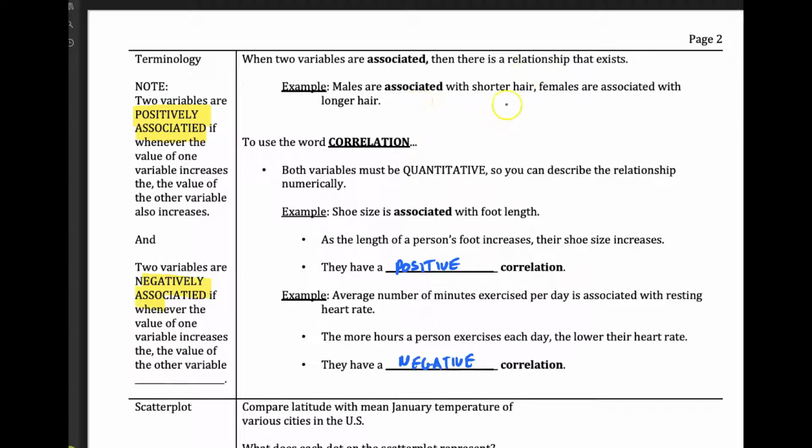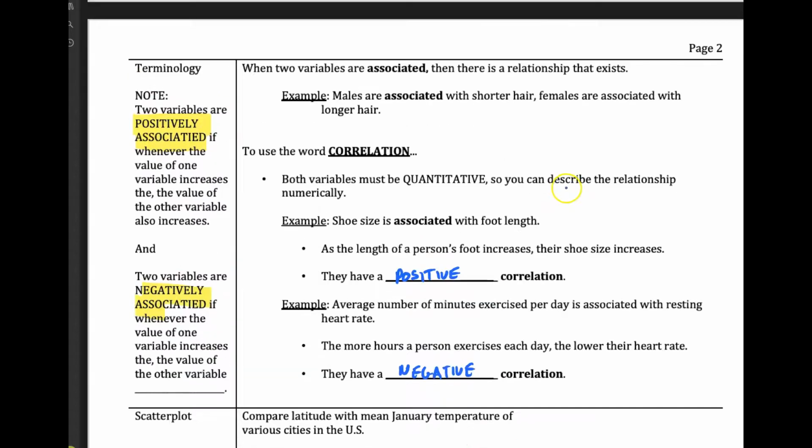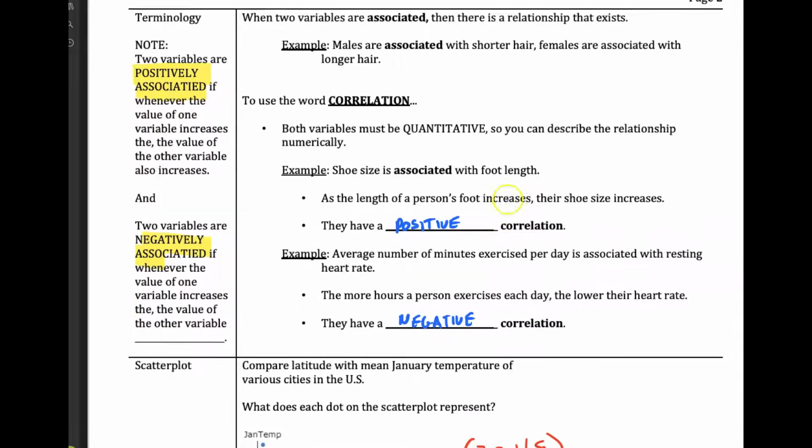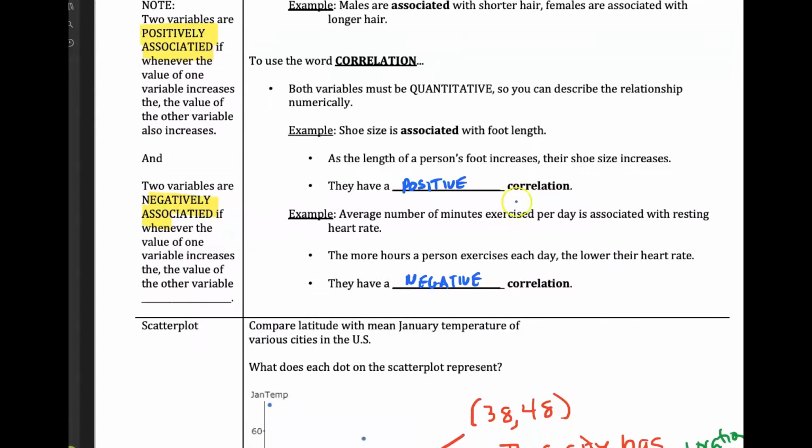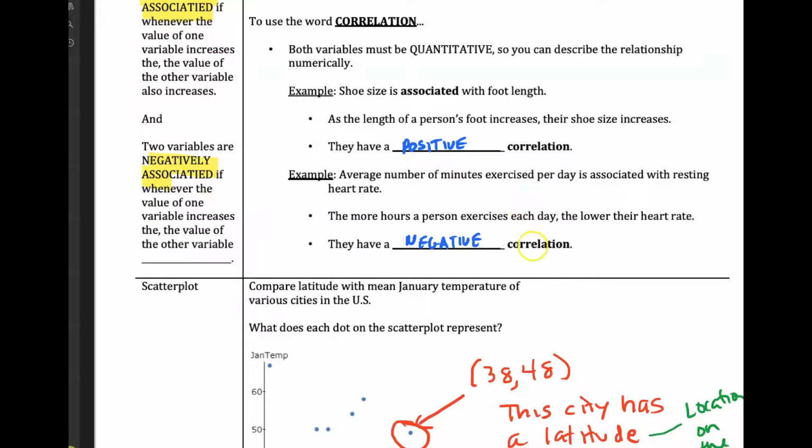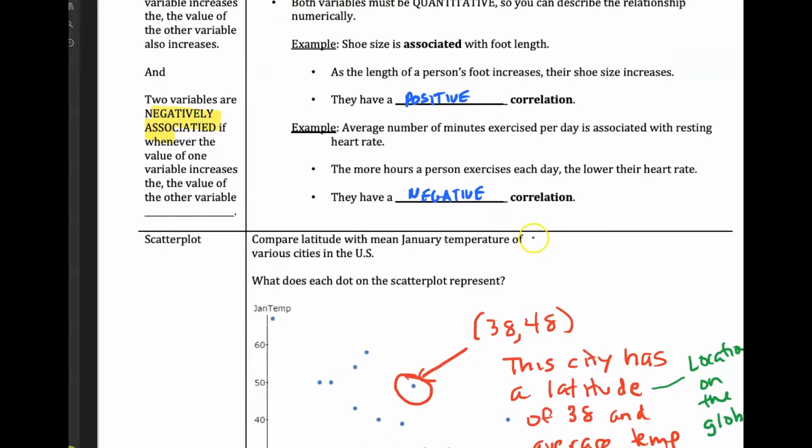Males are associated with shorter hair. Females are associated with longer hair. Again, doesn't mean it's true in all cases. It's just that we have some association. And to use the word correlation, both variables must be quantitative, so you can describe that relationship numerically. So we say association, but when we start talking specifically about these quantitative variables, we use the word correlation. And again, I just want to make sure you're mindful of that.